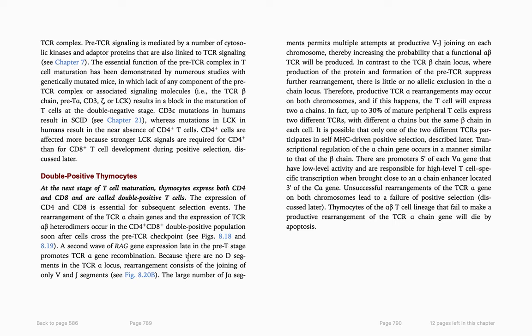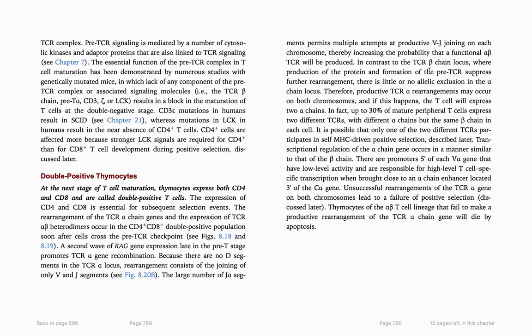You can see the figures 8.9, 8.18 and 8.19. A second wave of RAG gene expression late in the pre-T stage promotes the T cell receptor alpha gene recombination. Because there are no D segments in the T cell receptor alpha locus, rearrangement consists of the joining of only V and J segments, and the large number of J alpha segments permits multiple attempts at productive VJ joining on each chromosome, thereby increasing the probability that a functional alpha beta T cell receptor will be produced.